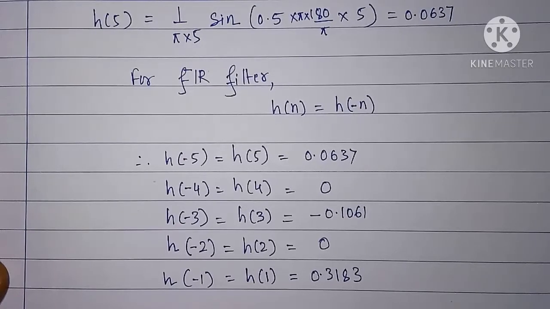Because we have learned that for linear phase filters, h of n is equal to h of minus n. Now we can write for the transfer function of digital filter, that is h of z.